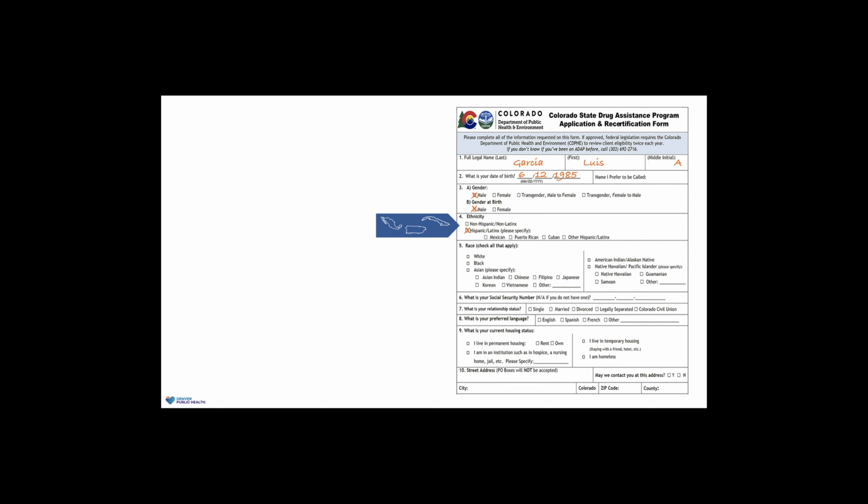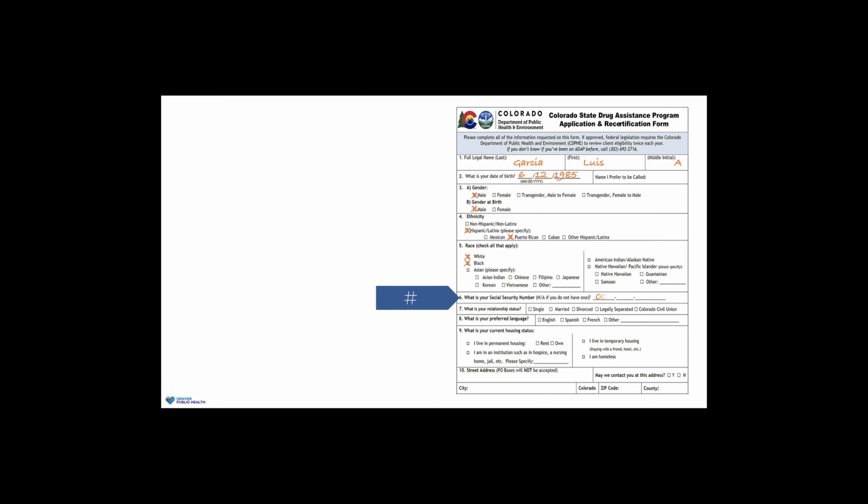Line 4, what's your ethnicity? There are 2 choices, non-Hispanic versus Hispanic. If you identify as Hispanic, they would like that refined a little bit more. Do you identify as from Mexico, Puerto Rico, Cuba, or other? Just put Latinx if you prefer not to say. Line 5, race. Check all that apply.